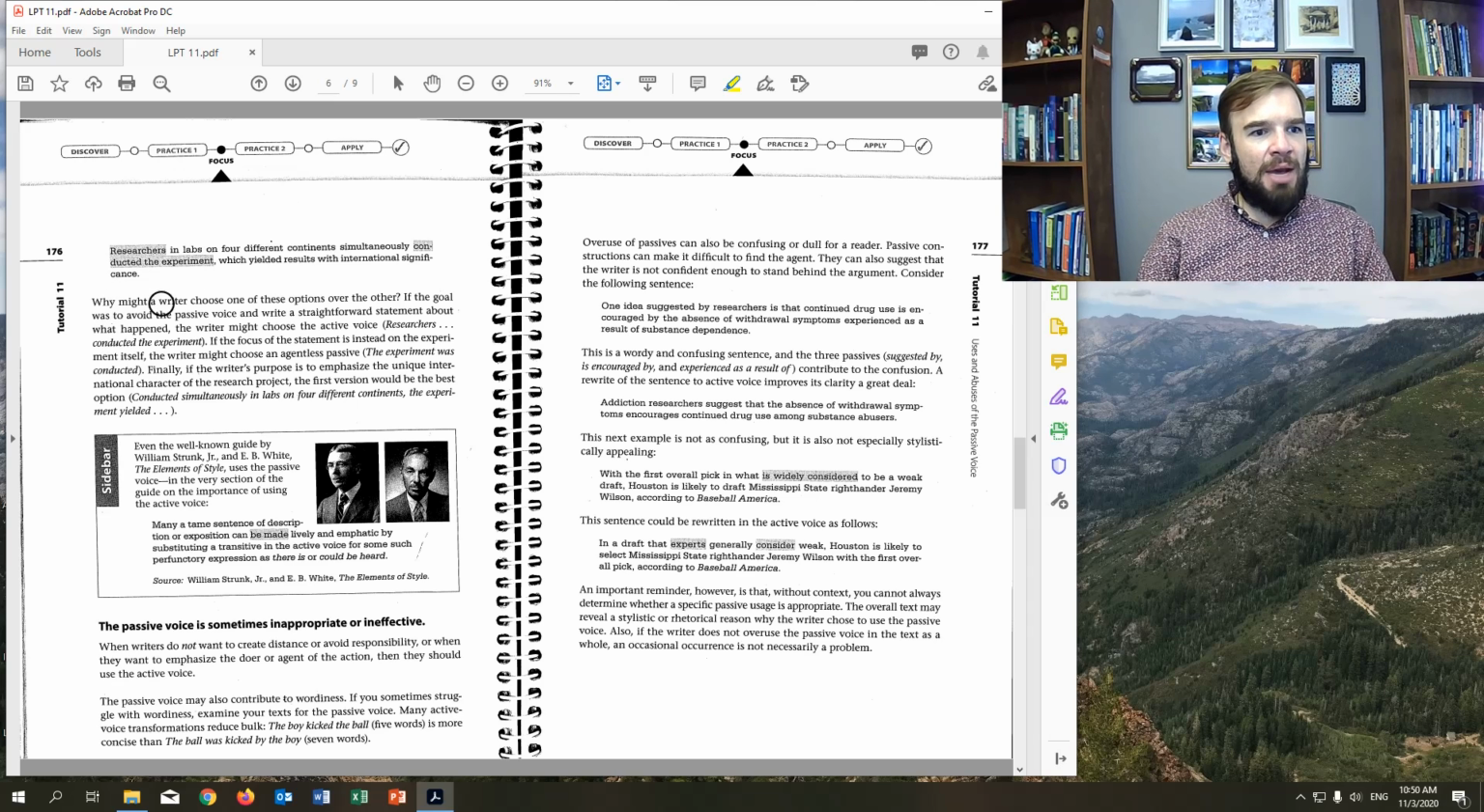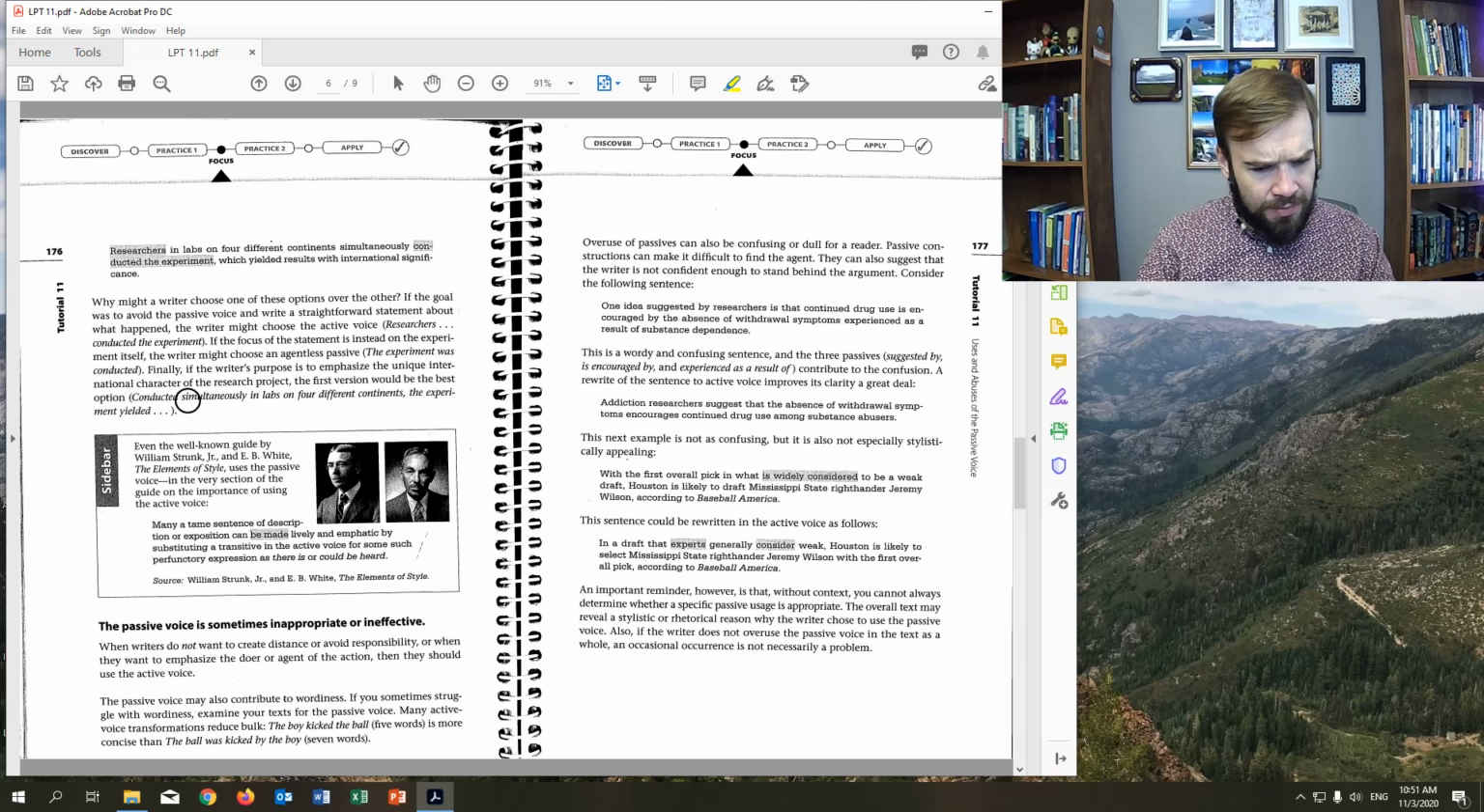Now, why might a writer choose one of these options over the other? If the goal was to avoid the passive voice and write a straightforward statement about what happened, the writer might choose the active voice. Researchers conducted the experiment. If the focus on the statement is instead the experiment itself, the writer might choose the agentless passive. The experiment was conducted. Finally, if the writer's purpose is to emphasize the unique international character of the research project, the first version would be the best option. Conducted simultaneously in labs on 4 different continents, the experiment yielded.